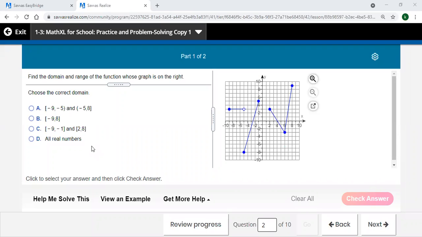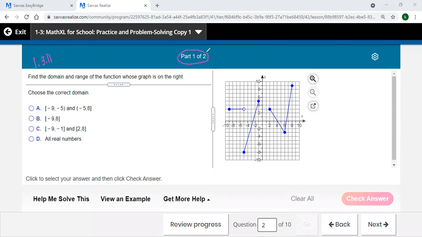Okay, lesson 1-3, problem 2 for you. For me, that's lesson 1.3, and my number for 2 is 11. Okay, and this is going to be a 2-part question. So there's 2 parts to this question.